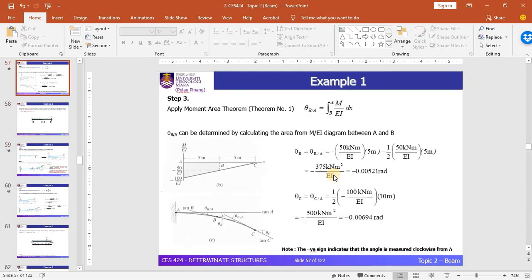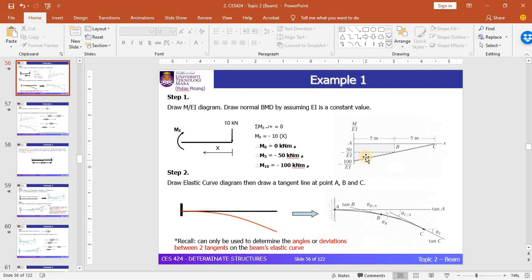In example 1, you can see that the bending moment diagram shape is similar to the M/EI diagram because there is no change in the cross-section area of the beam.